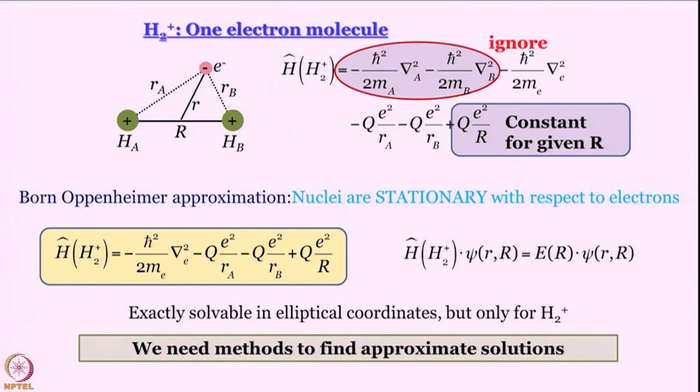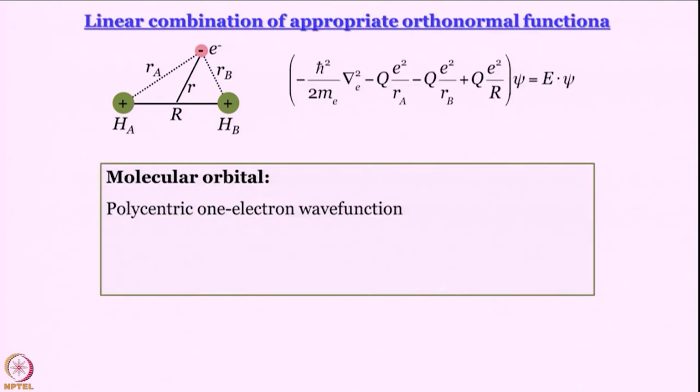Our interest here is to find electron distribution and energy. To do that, one common way of doing it, somehow I never correct typos that are there for a long time. So, it is not functiona, it is functions. So, if you want to generate some function, a common approach is to take a linear combination of appropriate orthonormal functions.